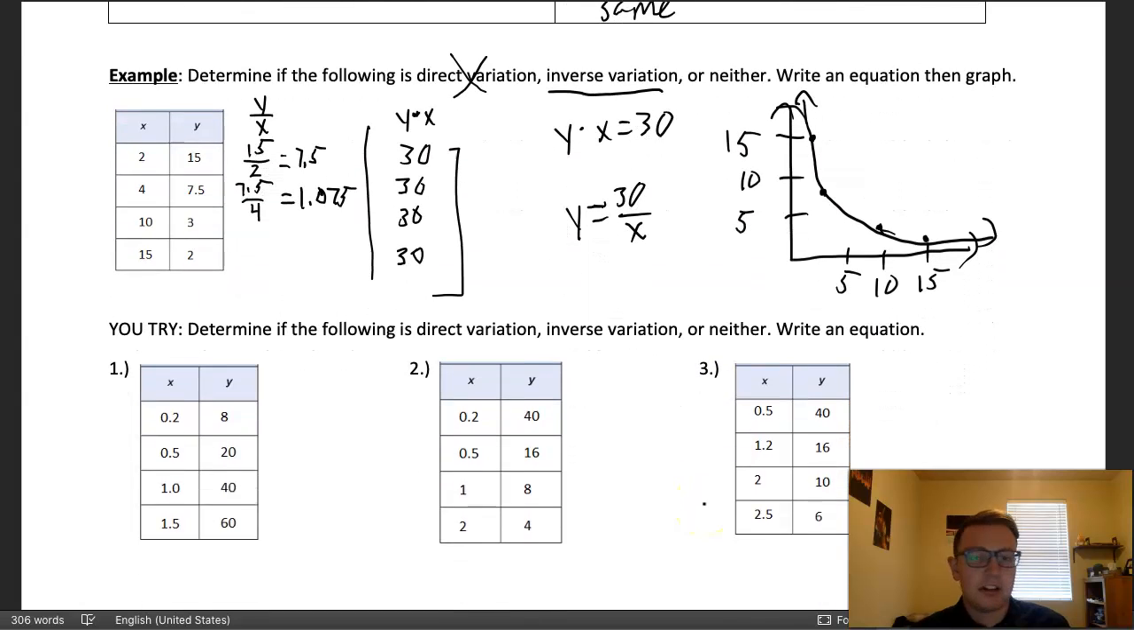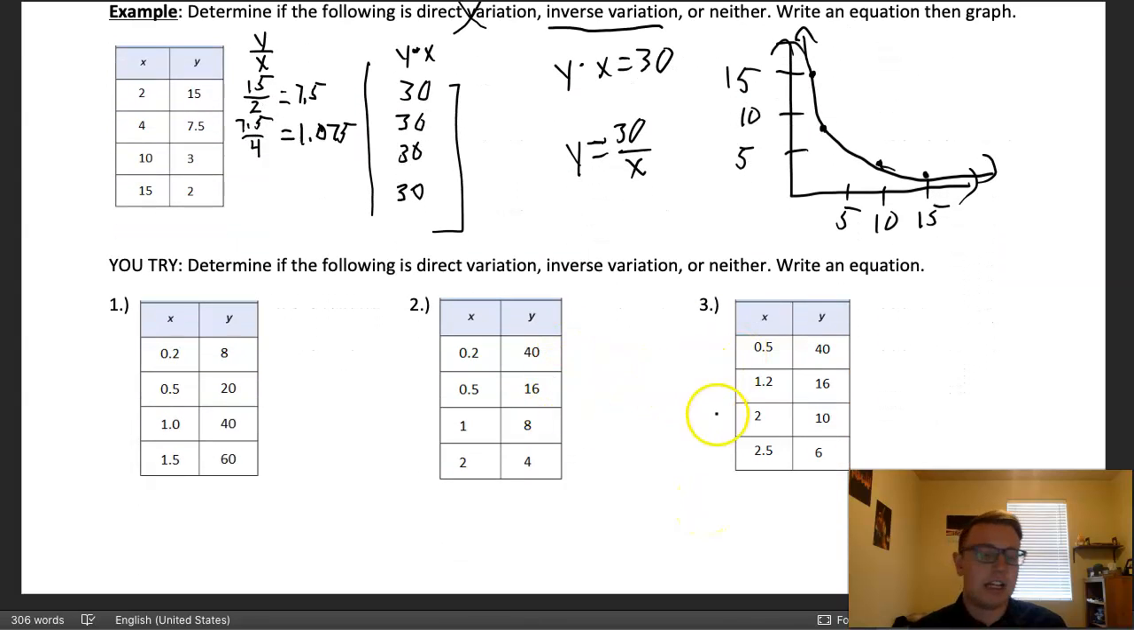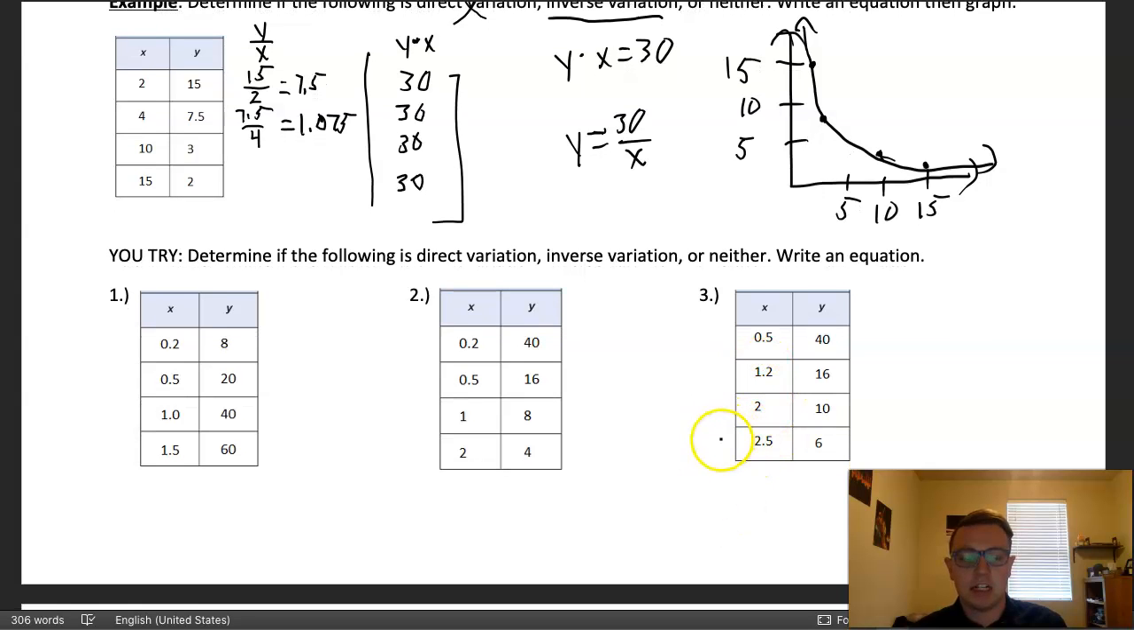Right. Now it's your turn to figure out whether these are direct variation, inverse variation, or neither, and then write the equation. So starting off with this first one: (0.2, 8), (0.5, 20), (1, 40), and (1.5, 60). Is this direct variation, inverse variation, or neither? And what's the equation?